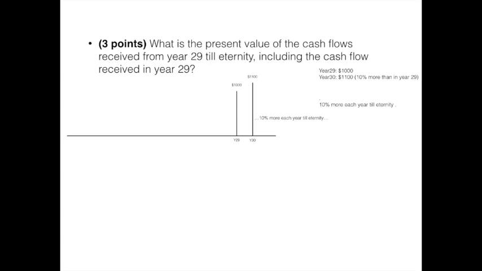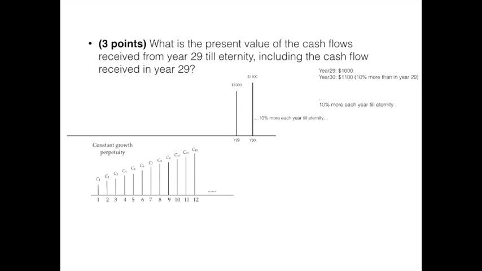So how is this cash flow stream called? This is what is called the constant growth perpetuity. It gets larger and larger and goes forever and ever. But you see, constant growth perpetuity formula assumes that the first payment is in period 1, and here the first payment is in period 29.